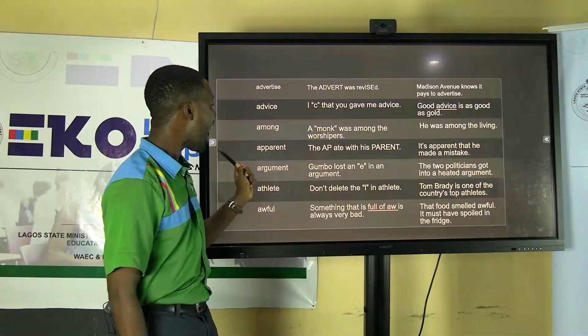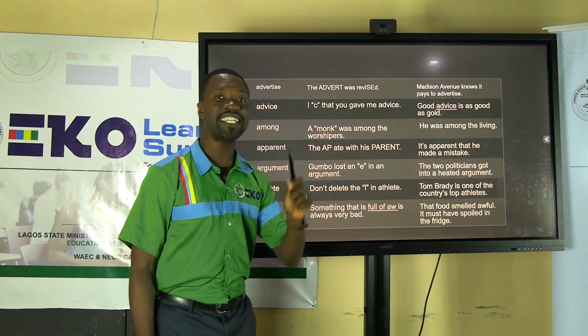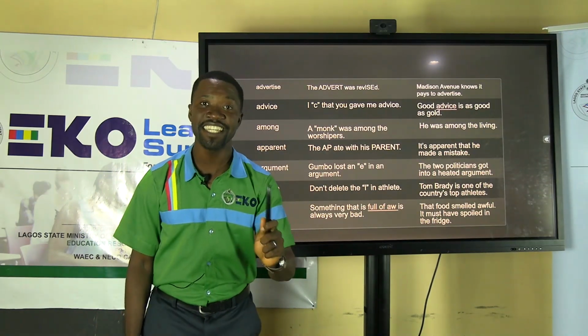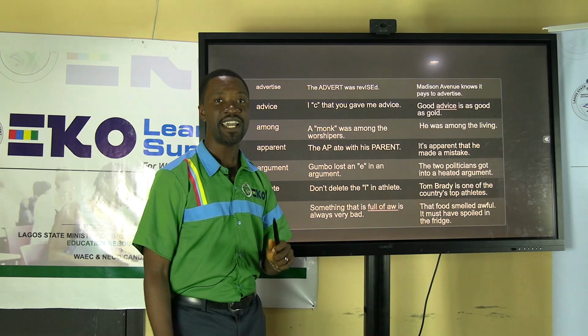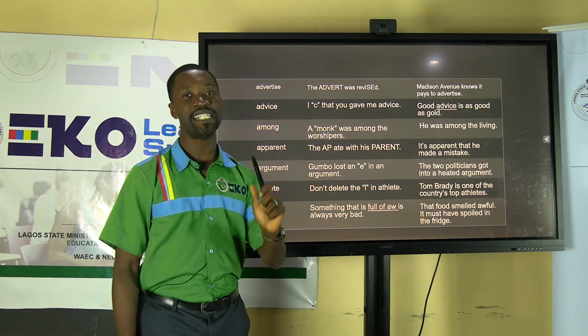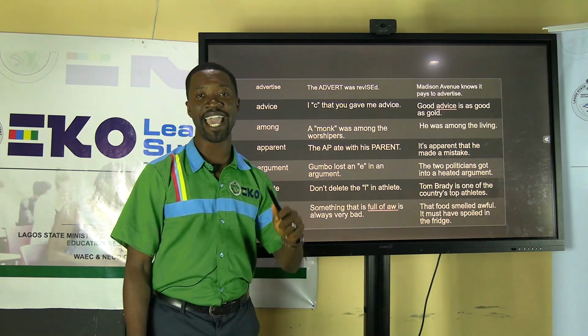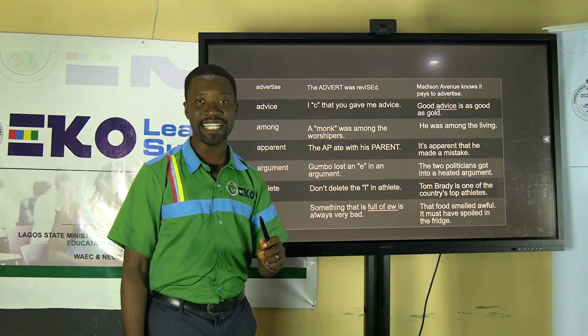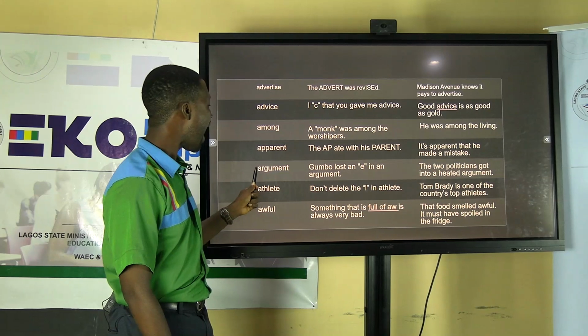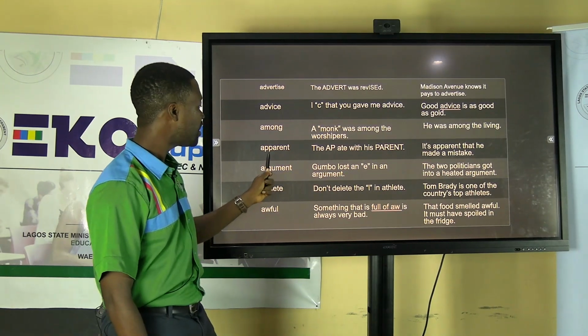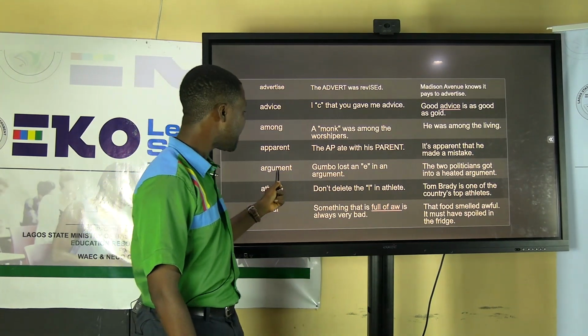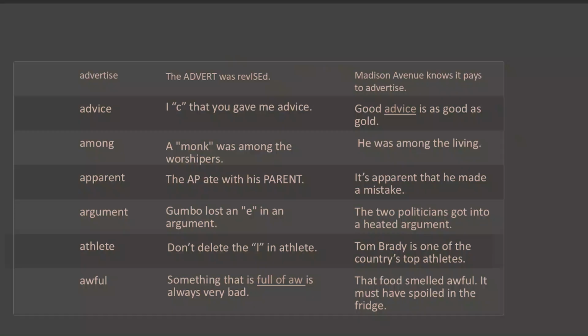We have the word argument. Argument is spelled without E. The word argue is different from argument. When you spell argue, it ends with an E. But when you spell argument, you do not include an E in the spelling. For example, the two politicians got into a heated argument.